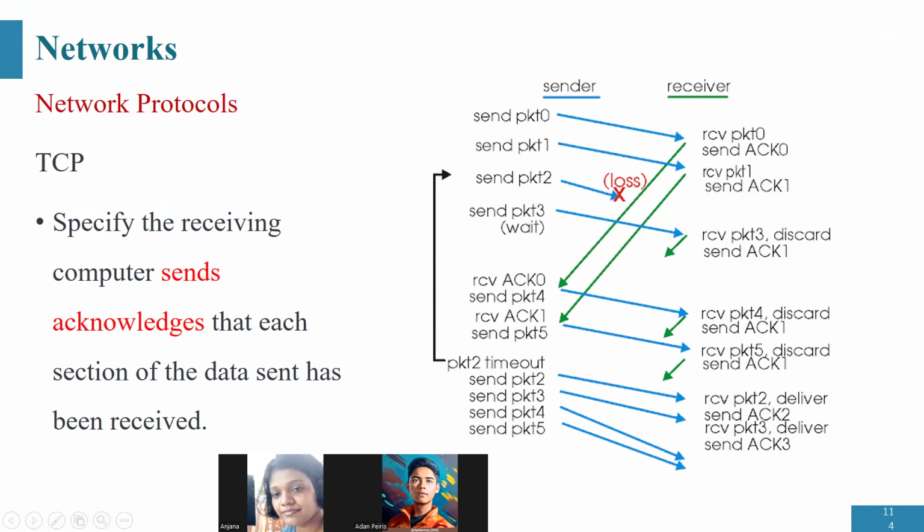Then again, after he got that acknowledgement, he sent acknowledgement 2 because he received packet 2. That's the acknowledgement 2 he needs to send. Okay. Then send packet 3, because it's waiting. No, he made it wait. Then again he sent those, then packet 4 also.